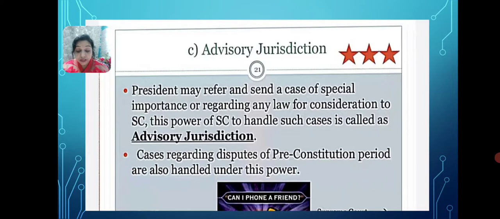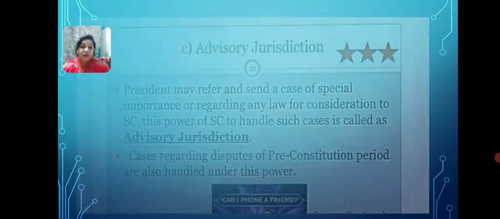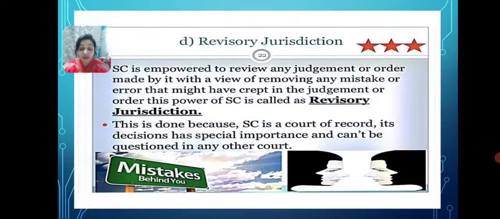So disputes arising out of pre-constitution treaties and agreements, which are excluded from original jurisdiction by Article 131, will also be expressed by the Supreme Court through the advisory jurisdiction. That is, in the original jurisdiction under Article 131, if any disputes are excluded or not taken into consideration, they can be advised on through advisory jurisdiction in the Supreme Court. So I hope that you understood what we mean by advisory jurisdiction.